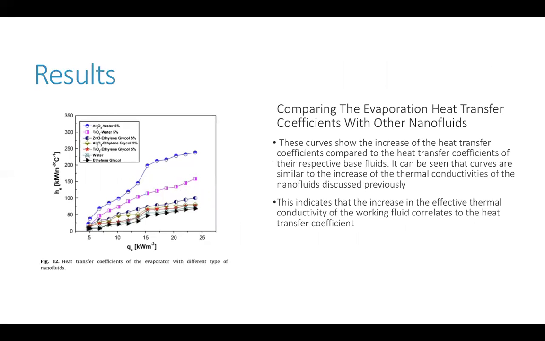Next, here in figure 12, we have another plot of the heat transfer coefficient of the evaporator versus the heat flux for all of the nanofluids. These curves show the increase of the heat transfer coefficients compared to the heat transfer coefficients of their respective base fluids, and it can be seen that these curves are similar to the increase in the thermal conductivities of the nanofluids that were discussed previously. This indicates that the increase in the effective thermal conductivity of the working fluid correlates to the heat transfer coefficient.